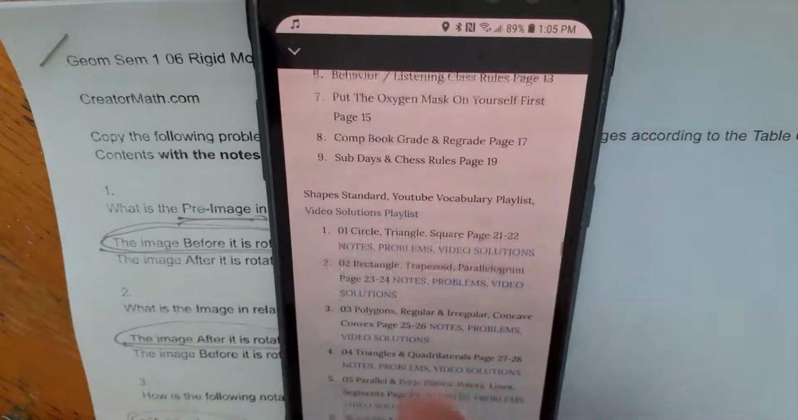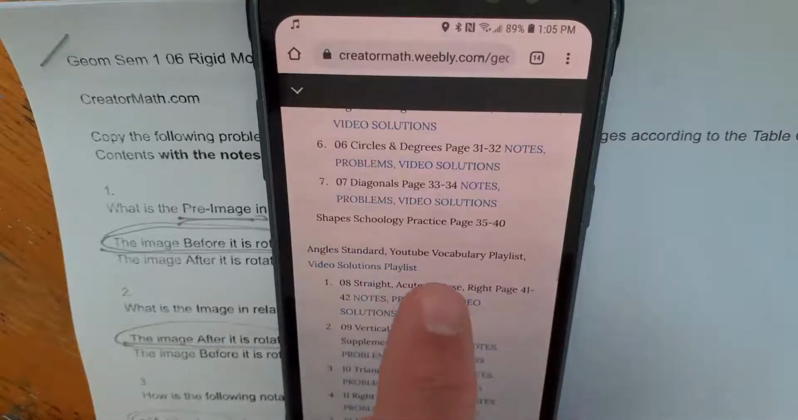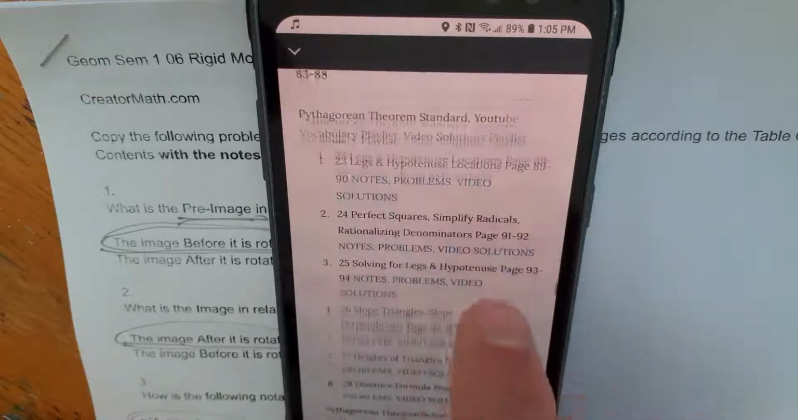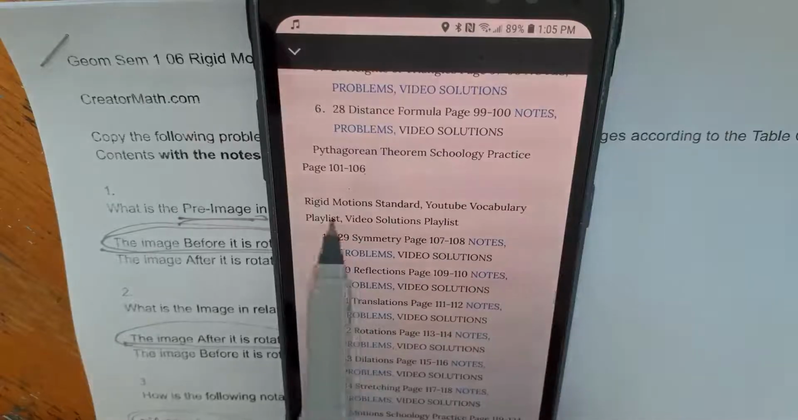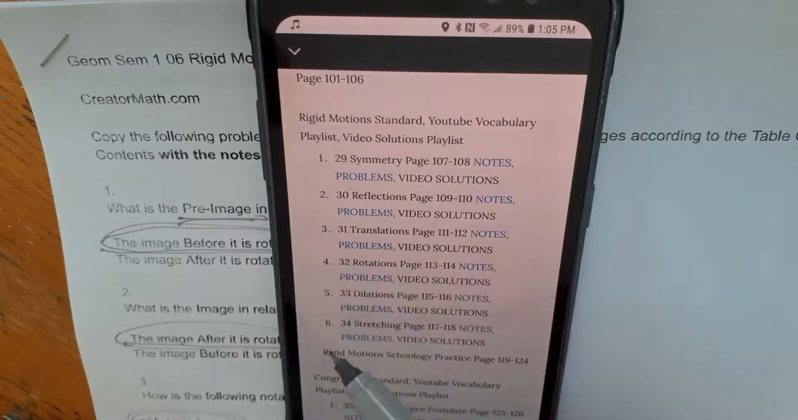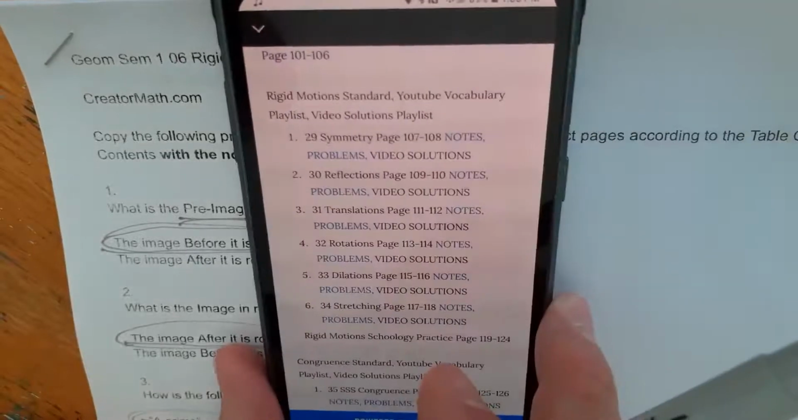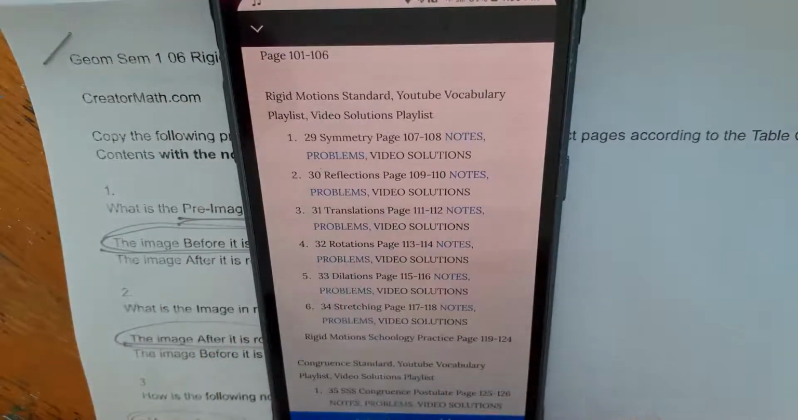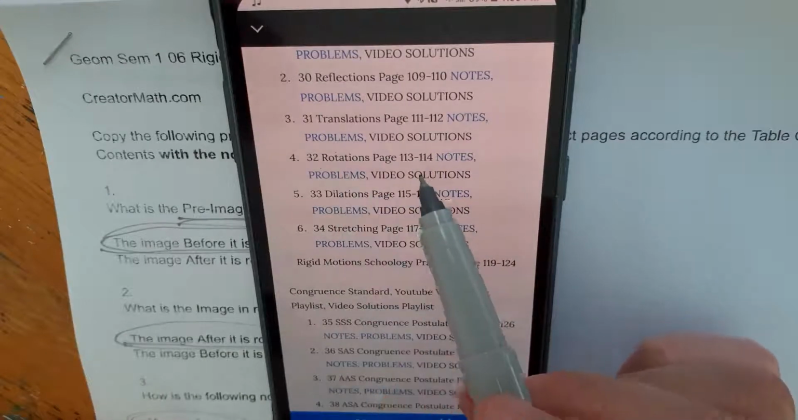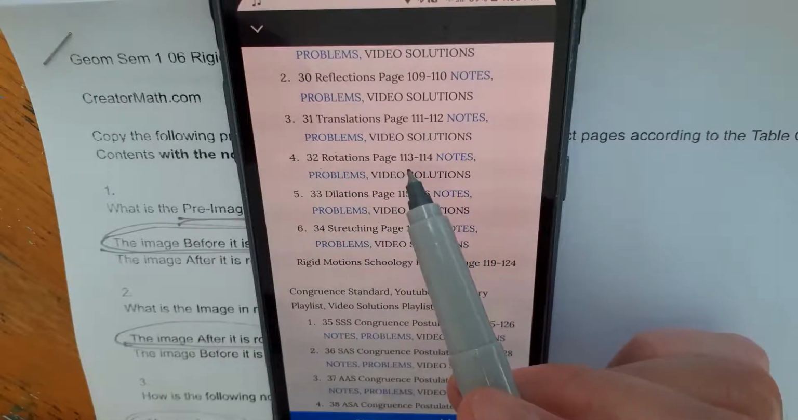So we're going to go down to rigid motions is the unit. Let's see if we can find that. Here we go. So here's the unit, rigid motions. There are 6 lessons within this, and this is lesson number 4. So go down to 4 right here. Here are the pages, and it's rotations, that's its title. Here are the pages that these notes go on in your comp book.